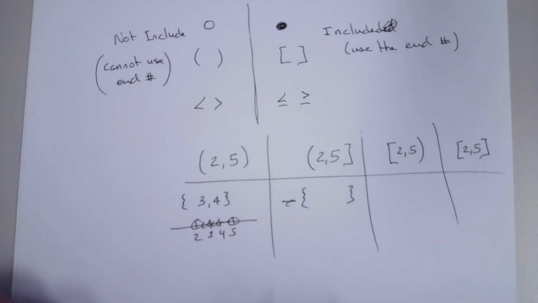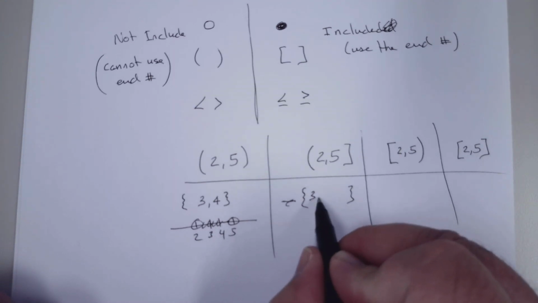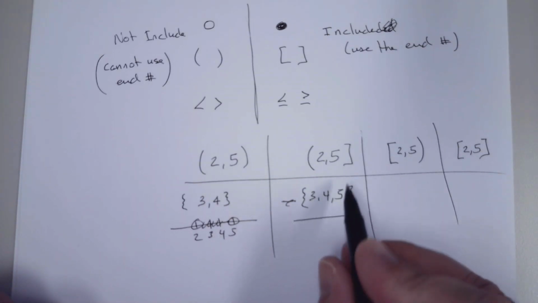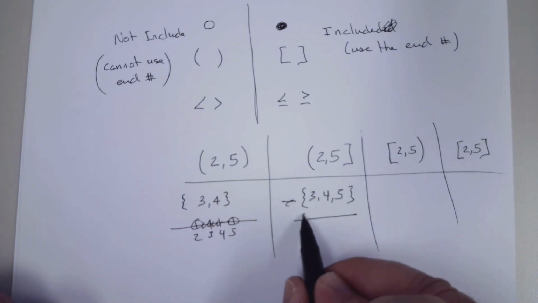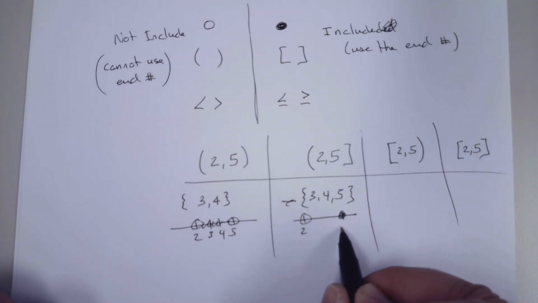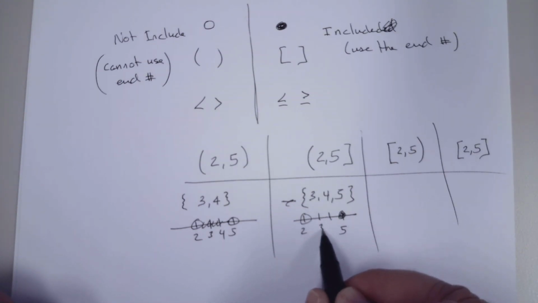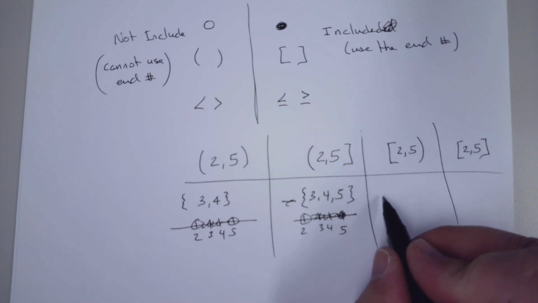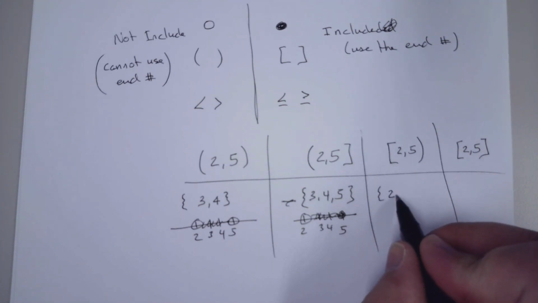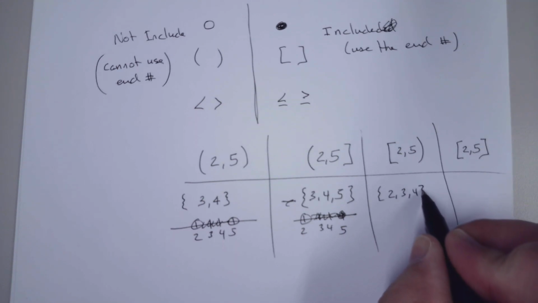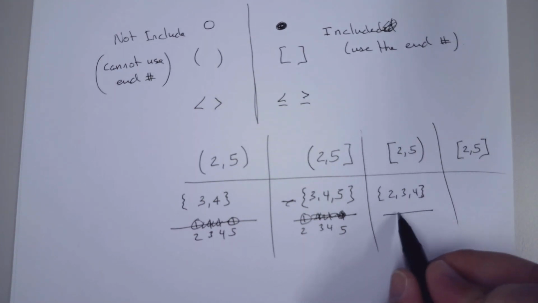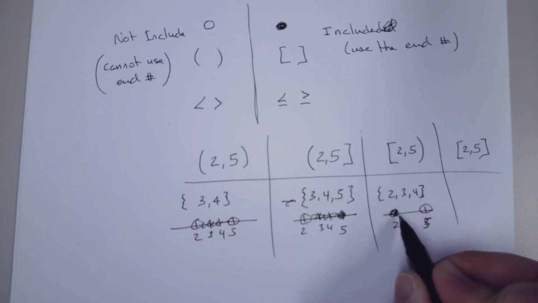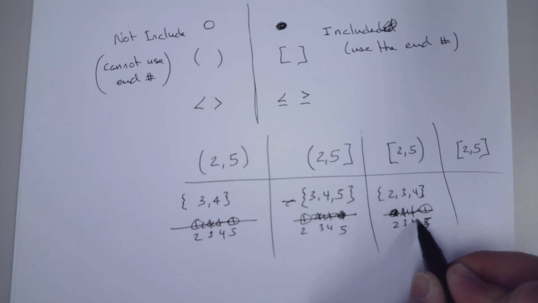Squiggly and squiggly. Can we use a 2? No. So we have 3, 4, but we can use the 5 because it's included. So we have an open at 2, closed at 5, and we can use anything inside there. With the parentheses, I can use 3, 4, but I can't use the 5. So there's 2, there's 5, and I can use everything inside there, which is 3 and 4.